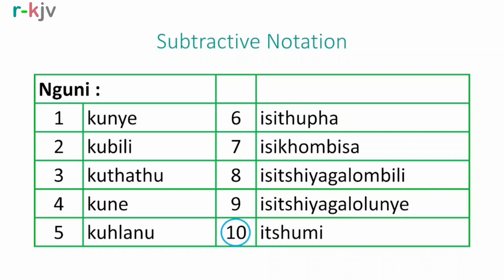Our concern is with digits 8 and 9. 8 is isitshiyagalombili. The last part of the word construct is mbili and is derived from kubili. 9 is isitshiyagalolunye. Also, the last part of its word construct is lunye and is derived from kunye.